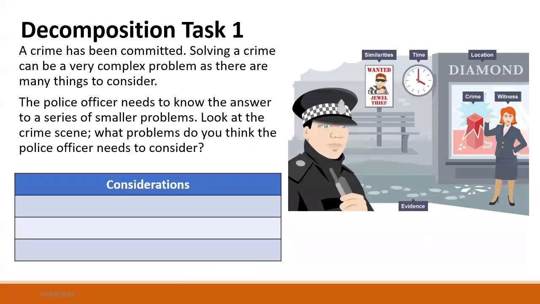All right, so here's a problem. And this is a problem where we're using decomposition to help us to solve the problem. So we've got a police officer, we've got a crime, and we've got a bunch of clues. And so there's a crime that was committed. What kind of things would the police officer need to consider that you can see in that diagram that would help them?